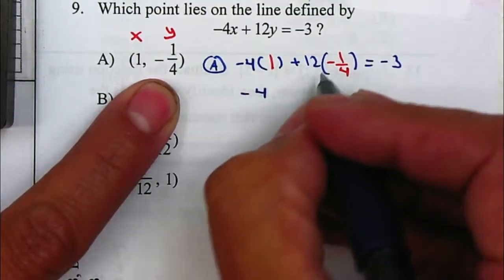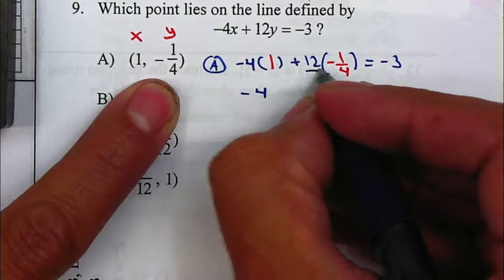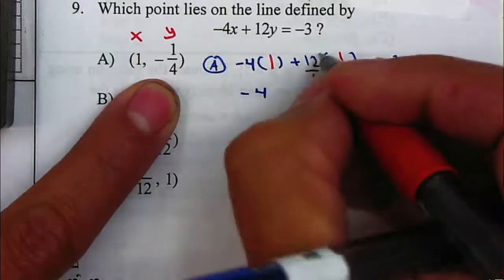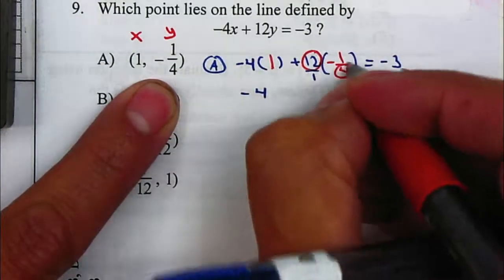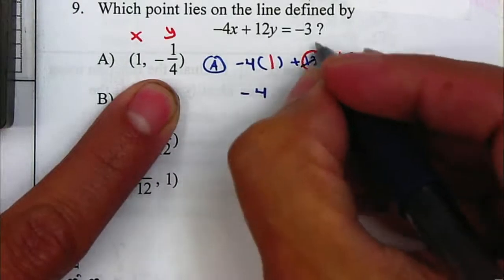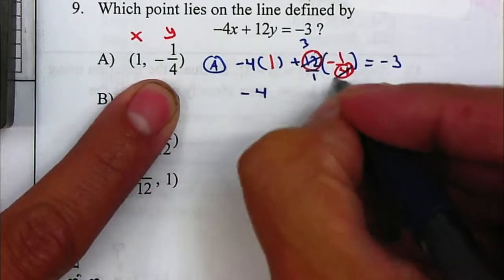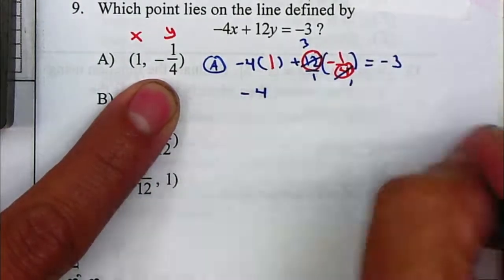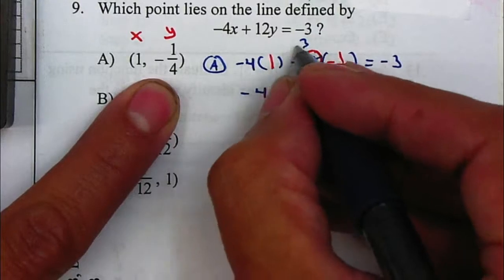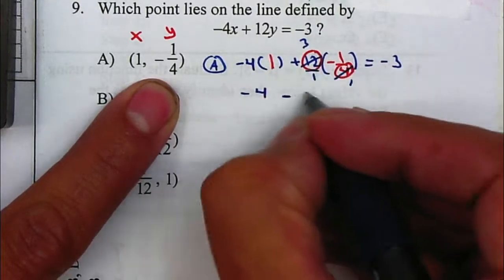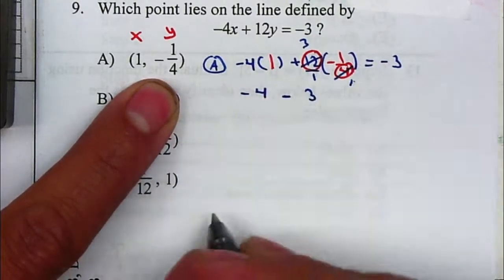Now to multiply, I'm going to place it over 1. It's a good idea to reduce your fraction. So I'm going to divide by 4, gives me 3. Divide by 4 gives me 1. Or if you want, you can just multiply across. So it gives me positive 3 times negative 1 will be negative 3, and 1 times 1 is 1.